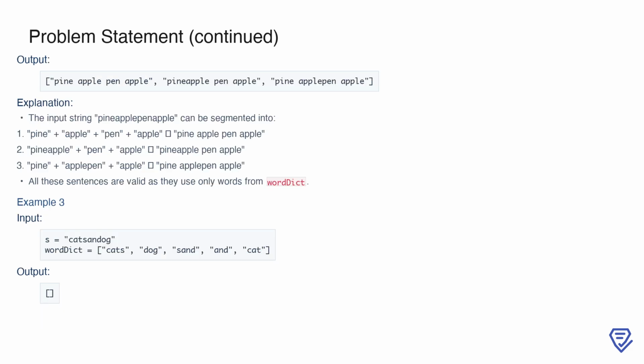Now, let's analyze the second example. Here, the input string is S equals "pineapplepenapple" and the dictionary is wordDict equals apple, pen, applepen, pine, pineapple. The output is a list of three sentences. For the first sentence, the string is segmented into pine, apple, pen, and apple. For the second sentence, it's divided into pineapple, pen, and apple. Finally, the third sentence is formed by splitting the string into pine, applepen, and apple. All three sentences are valid because every word used comes from the dictionary, and the sequence of words matches the sequence of characters in the original string.